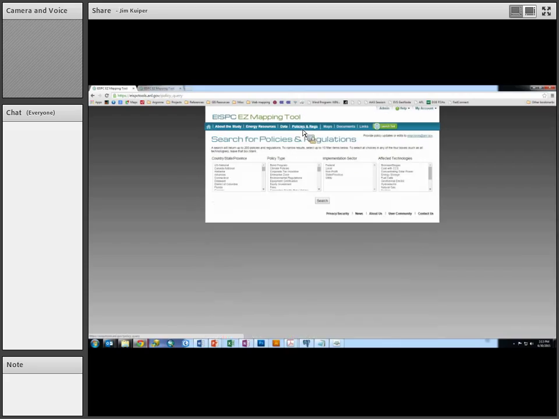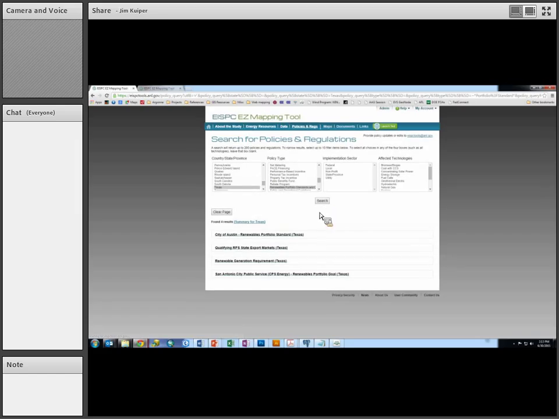And then this policies and regulations page, in a newsletter we just sent out, the state of Texas just had a challenge for their renewable portfolio standard. If you wanted to take a look at that, you can filter on Texas and renewable portfolio standard and click search, and it'll bring that up for you along with some other related policies. So that's all on the home page.